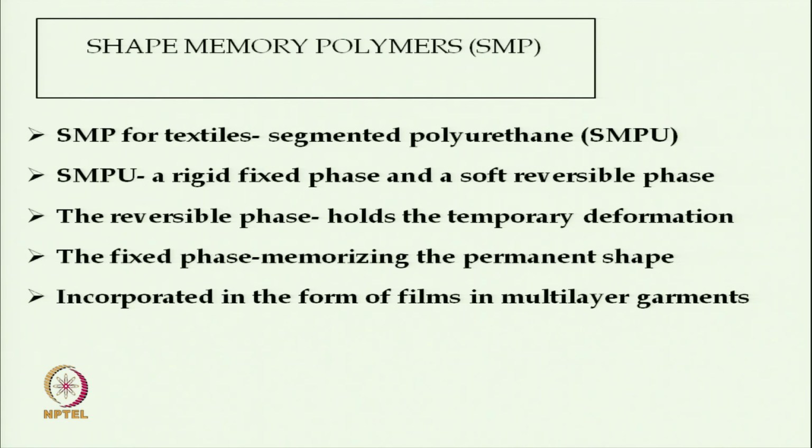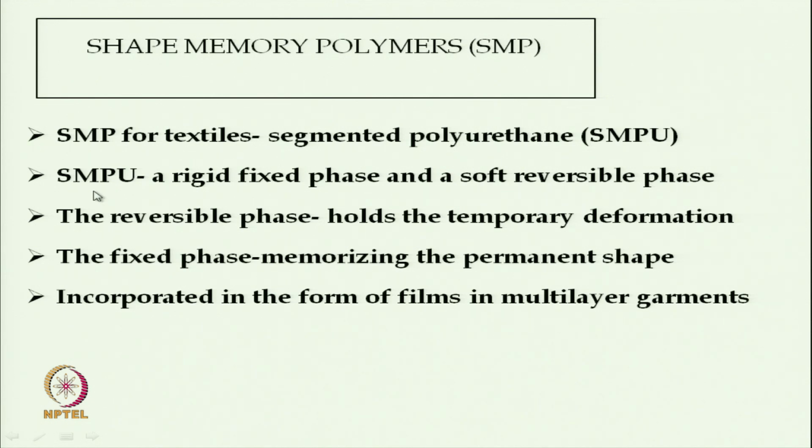These are used for some high active sportswear, mainly some multi-layer garments are produced. These shape memory polymers are applied on the textile material in the form of coating. In shape memory textiles, segmented polyurethanes are used.